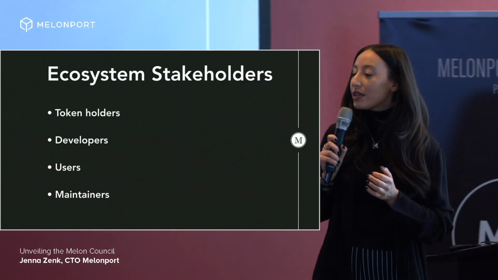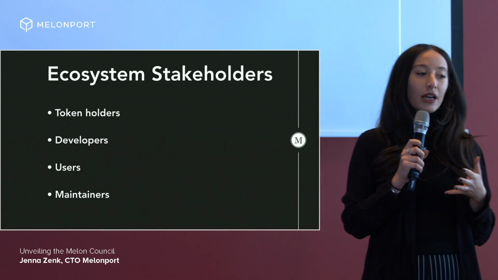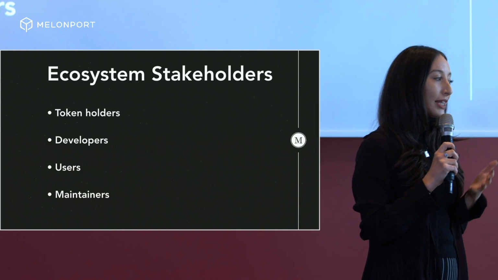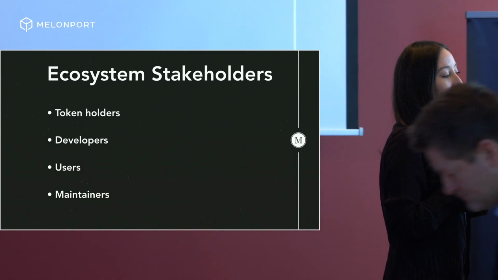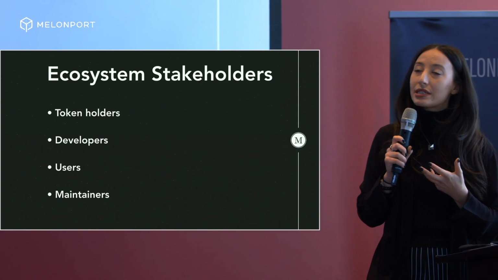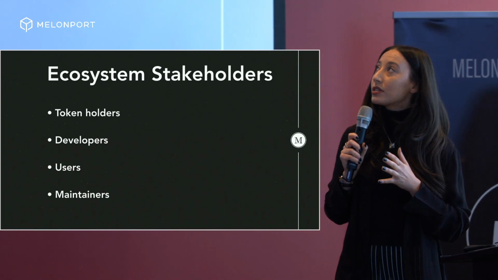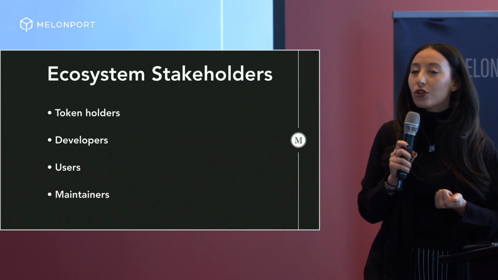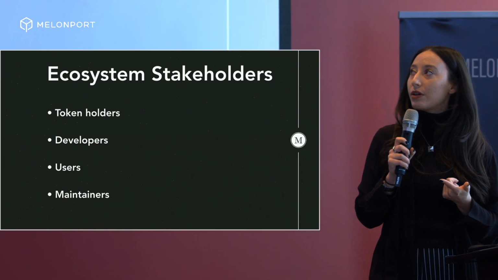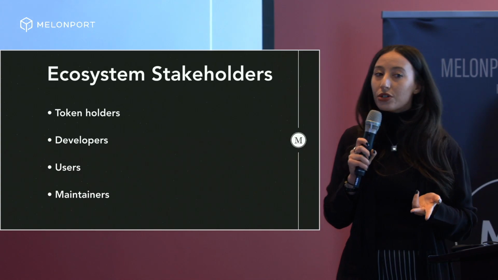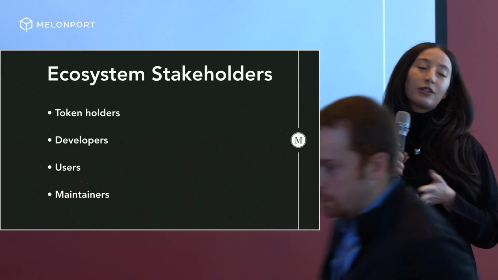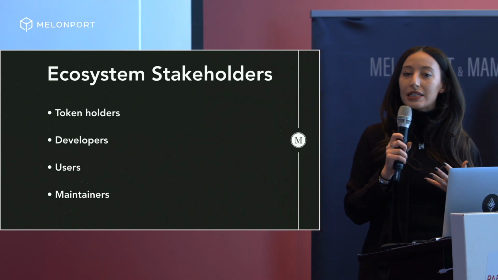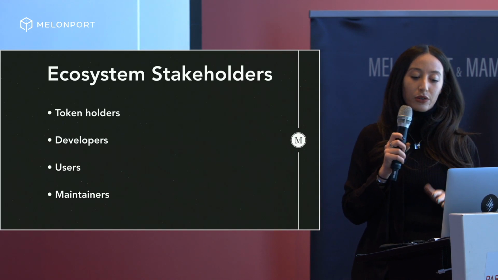When you want to build a model for a protocol that is supposed to be self-sustainable and decentralized, what you really want to do is first identify all of your ecosystem stakeholders, and that's really important. In our case, we have 4 main stakeholders: the token holders, the developers building on top of Melon, the users, obviously, and the maintainers. So what we want to make sure is that the model we're proposing caters for the needs of all of those stakeholders.